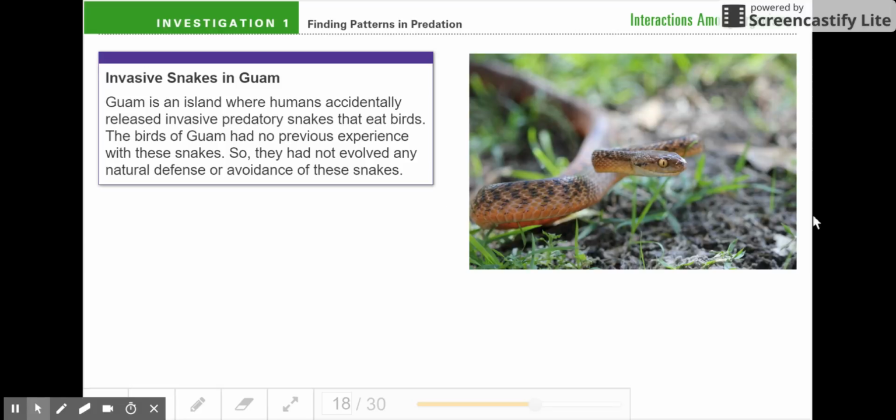So today we're going to look at page 10, questions 16 through 21. We'll start with invasive snakes in Guam. So it says right here that Guam is an island where humans accidentally released invasive predatory snakes that eat birds.